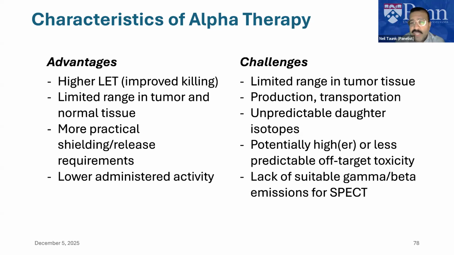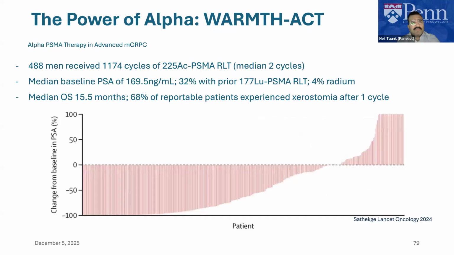Production and transportation are tricky. Unpredictable daughter isotopes, I'll mention in a second, which lead to potentially higher, less predictable off-target toxicity. And like Dr. Booth had mentioned, SPECT imaging can be used to see what happens after each administration and quantify the doses, but SPECT imaging for alpha emitters is emerging. Next slide.